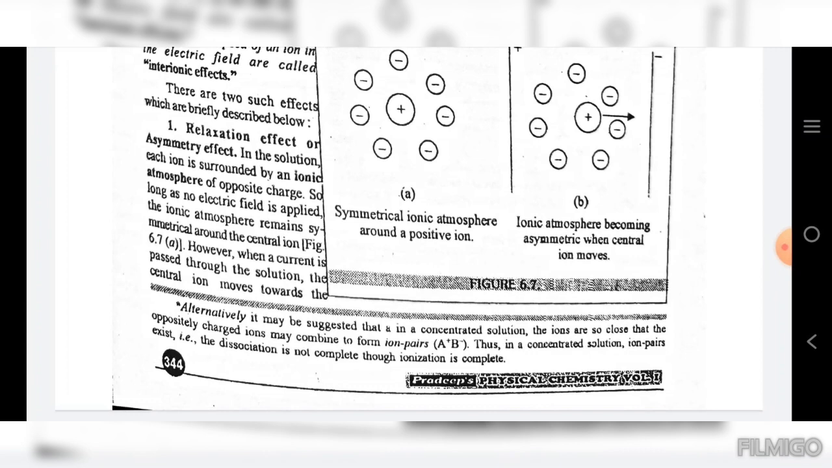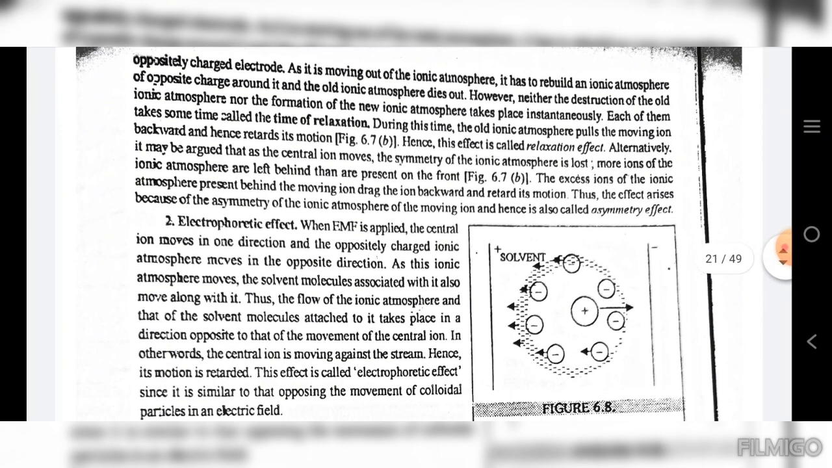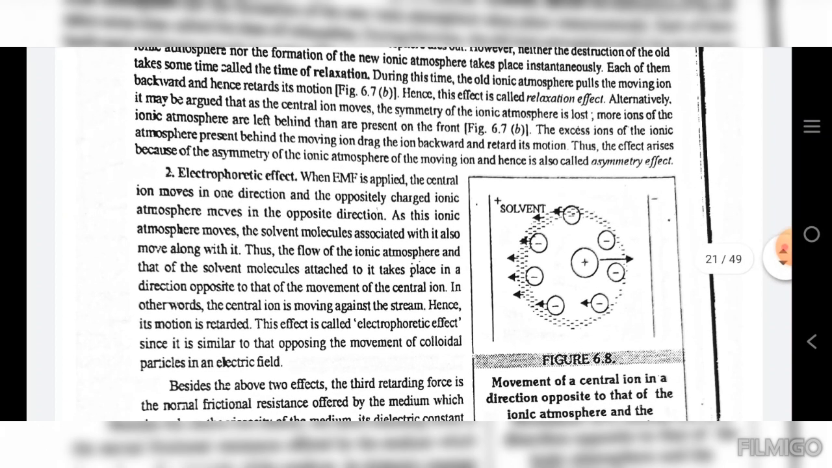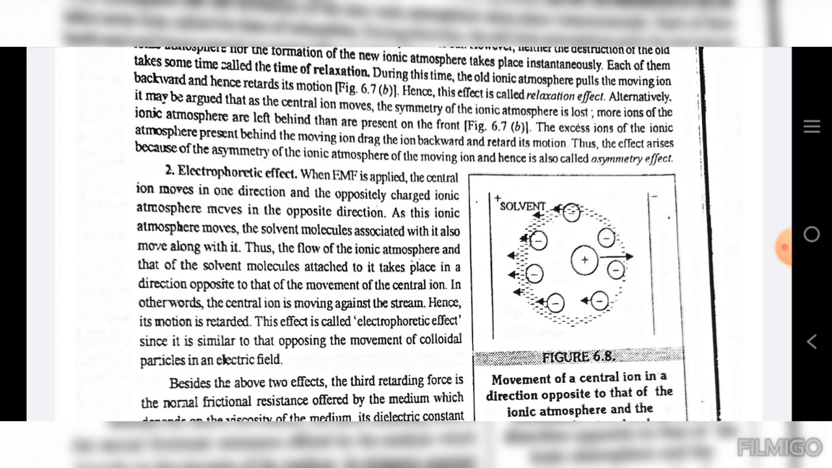However, when a current is passed through the solution, the central ion moves towards the oppositely charged electrode. As it is moving out of the ionic atmosphere, it has to rebuild an ionic atmosphere of opposite charge around it, and the old ionic atmosphere dies out. However, neither the destruction of the old ionic atmosphere nor the formation of the new ionic atmosphere takes place instantaneously. Each of them takes some time, called the time of relaxation. During this time, the old ionic atmosphere pulls the moving ion backward and hence retards its motion. Hence, this effect is called the relaxation effect.